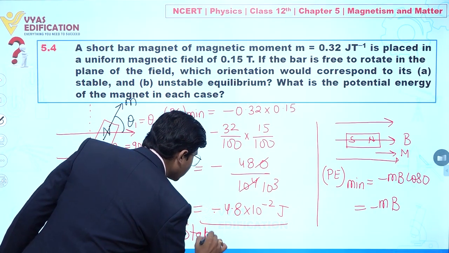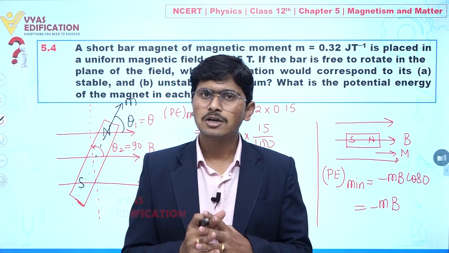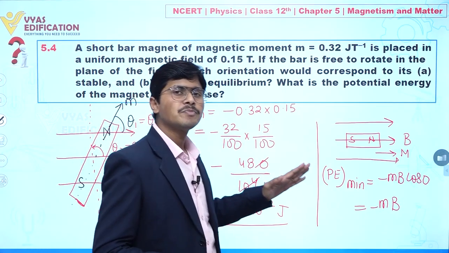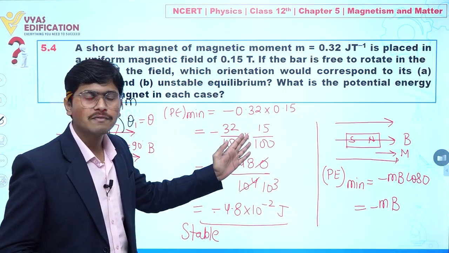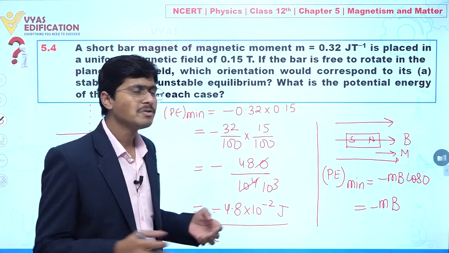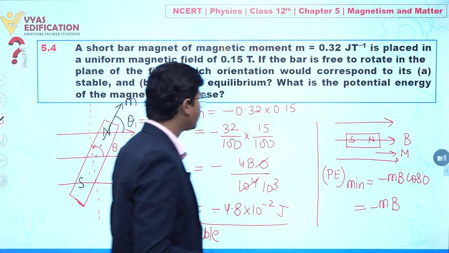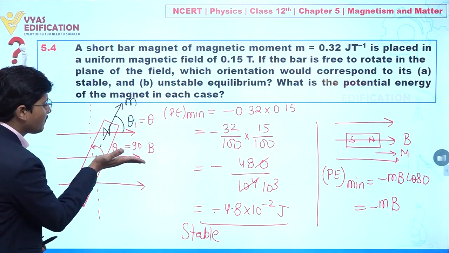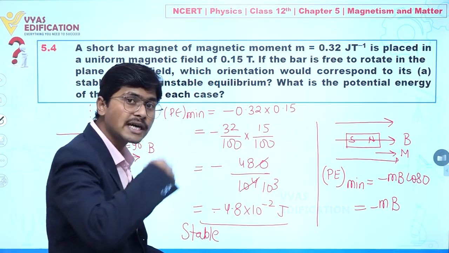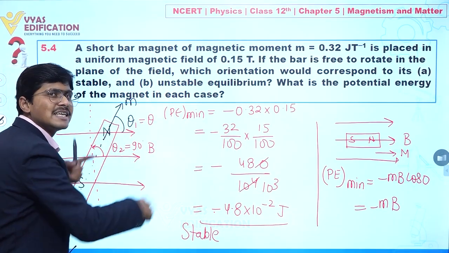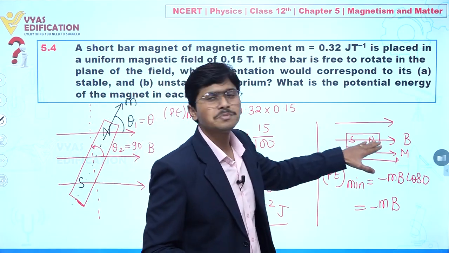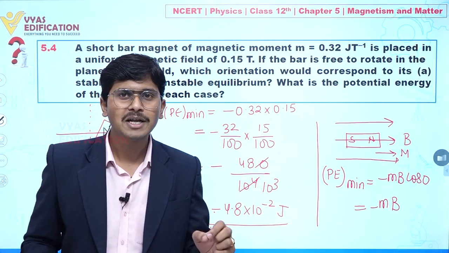If somebody asks you what the condition of stable equilibrium is: when this short dipole, the bar magnet, is aligned such that the angle between the magnetic moment and the magnetic field is 0, this is the position of stable equilibrium. Why is it stable? Suppose you disturb this bar magnet from this position to this position, in the anti-clockwise direction. The restoring torque acts in the clockwise direction and will always try to restore this position. That's why this is stable equilibrium.